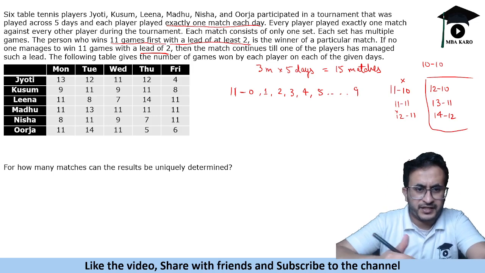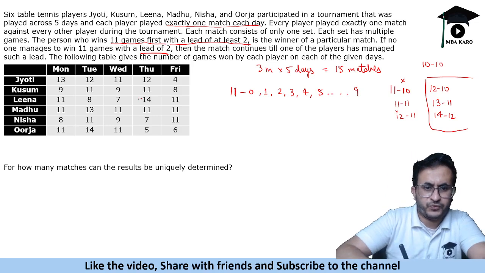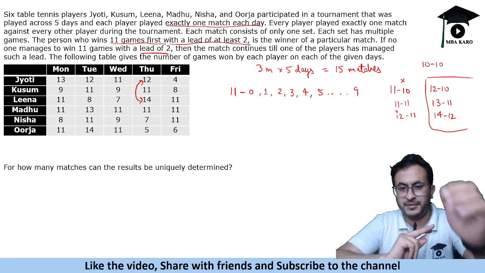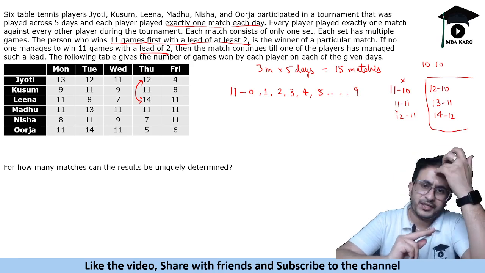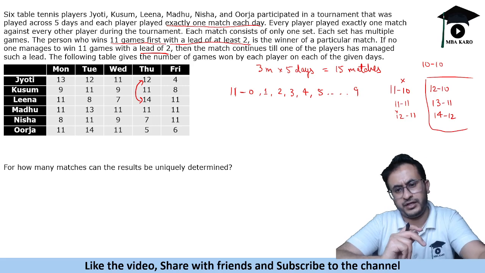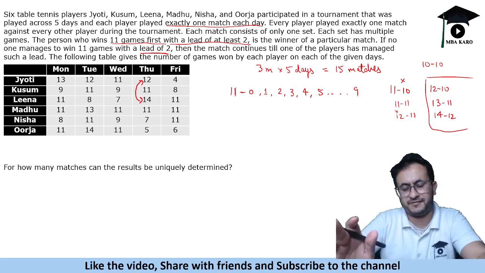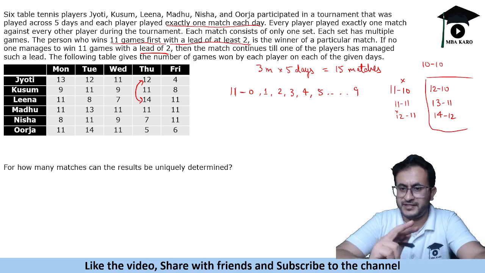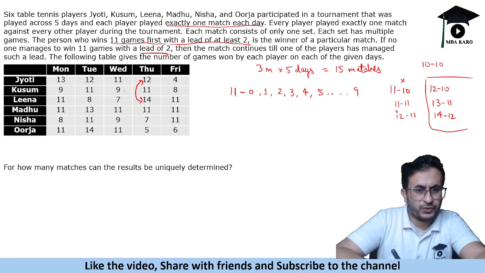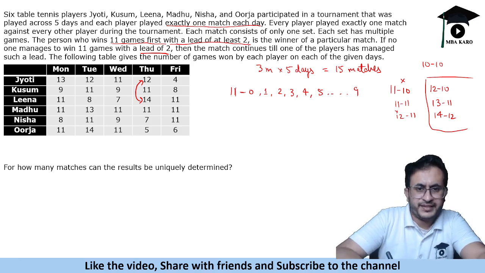So for example, if you look at this table, this is 14-12. So 14-12 is the match. If someone is scoring 14, that means it has got beyond the threshold limit, and then it can be only a lead of 2. It cannot be like 14 versus 7. Okay, so you will win at 11 itself. But if it is more than 11, it is definitely a lead of 2. So the match continues till one of the players has managed such a lead.